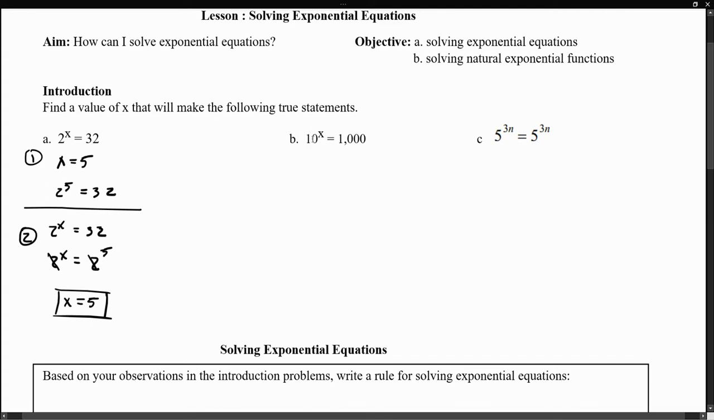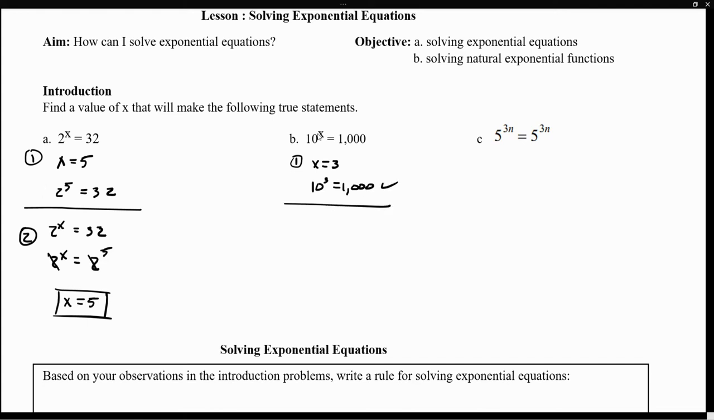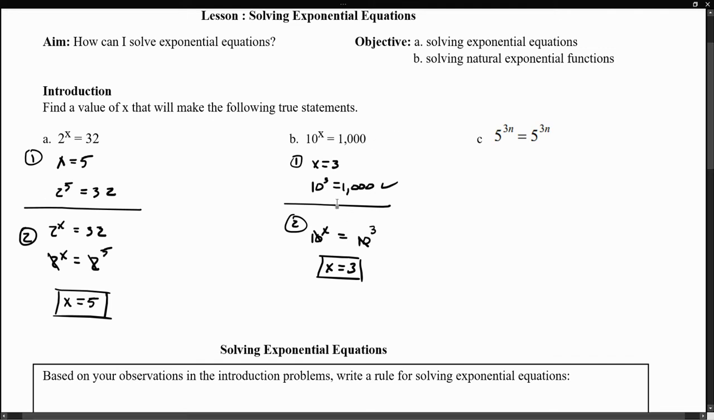For example B, 10 to the x, the first way is to just plug in a value. In this case, x will be equivalent to 3, since 10 to the third is equivalent to 1000, so that checks out. Now the second way, same idea. On the left, I have a base of 10. So I ask myself, is it possible to represent 1000 with a base of 10? Well, we could express that as 10 to the third. Now that they have the same base, they cancel each other out, and my result is that x is equivalent to 3. Notice that we got the same result.